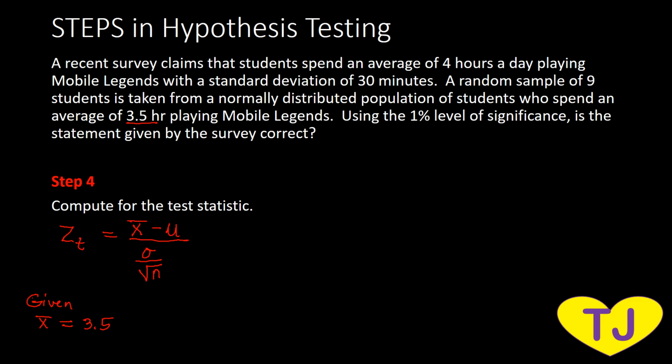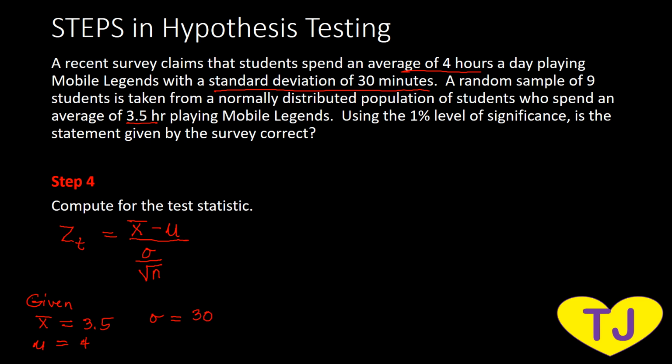Next, we have our population mean. Population mean is the one that we have from the population. So this one is our population mean. Normally, when we have the population mean, that is what we are using on the hypothesis. Okay? So population mean is 4. And the next one is our population standard deviation. Based on the problem, the population standard deviation is 30 minutes. So we have 30 for that one.